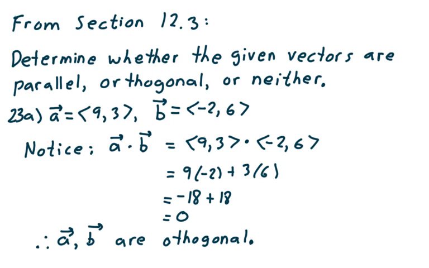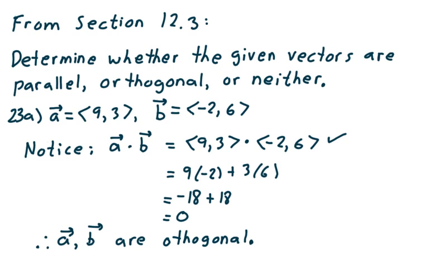Suppose a is the vector 9, 3, and b is the vector negative 2, 6. If I take the dot product of a and b and get 0, we will have shown that a and b are orthogonal to each other. And so let's take a look. I'm going to take the dot product of a and b. So that's the vector 9, 3 dotted with the vector negative 2, 6 right here.